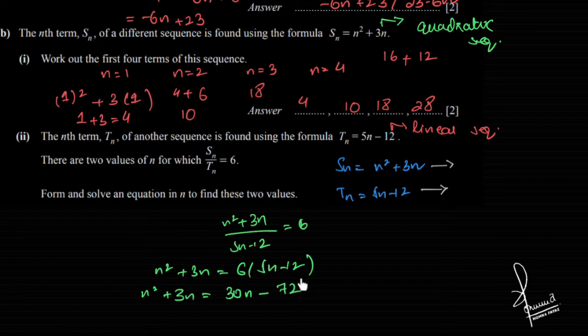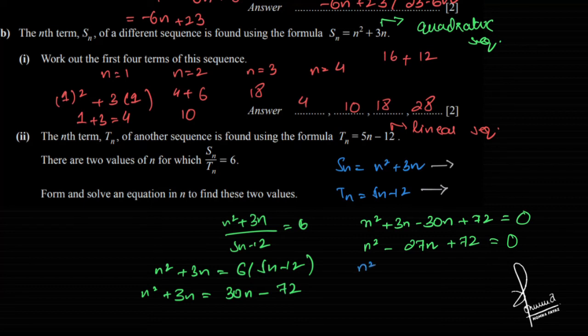Now I'm going to take all of this right hand side to the left hand side to form a quadratic equation which all of you are familiar with. So it's going to equal to n square plus 3n minus 30n plus 72 is equal to 0. N square minus 27n plus 72 is equal to 0. I'm going to break the middle term. You can use the quadratic formula as well, but I'm going to break the middle term.